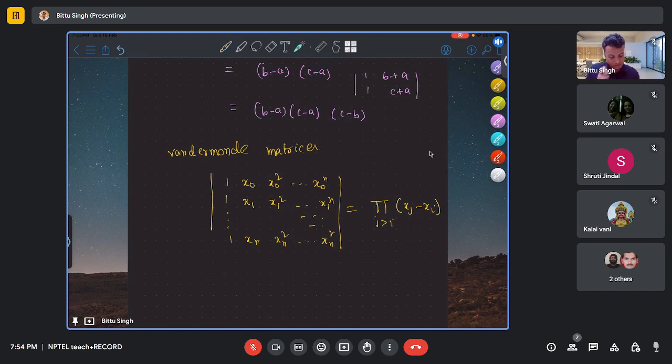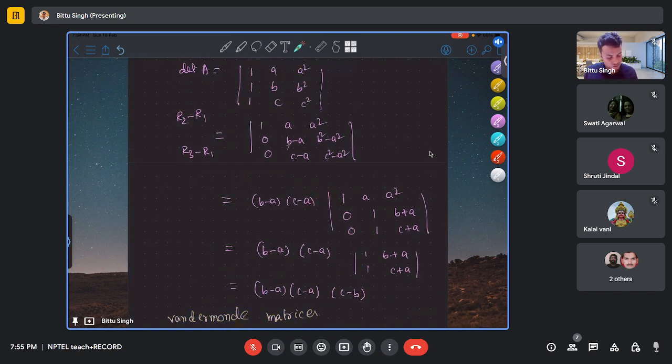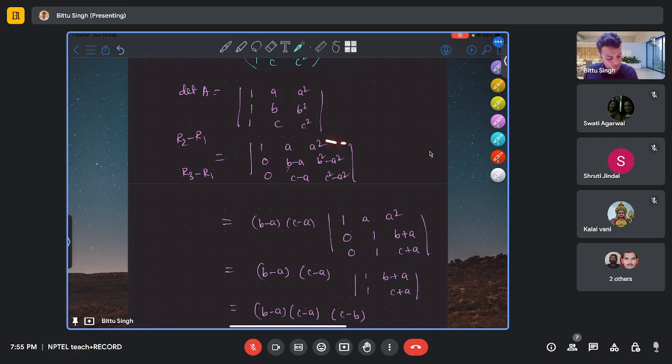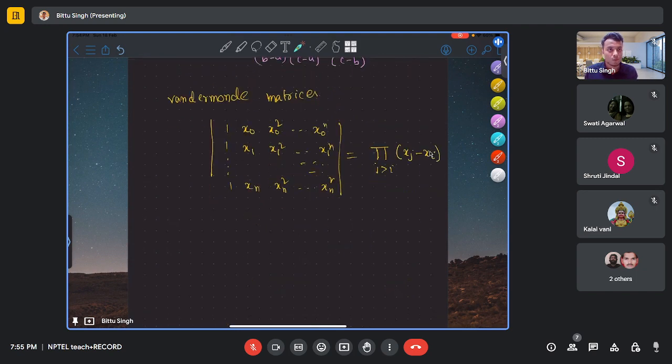An easier way to see this is, if you put x0 in the place of x1, then these two rows will be the same. Therefore, there will be a factor x1 minus x0 by the same reason. The factor b minus a occurs because if you subtract the first row from the second, then you can take b minus a outside, and similarly c minus a, and here this will continue.